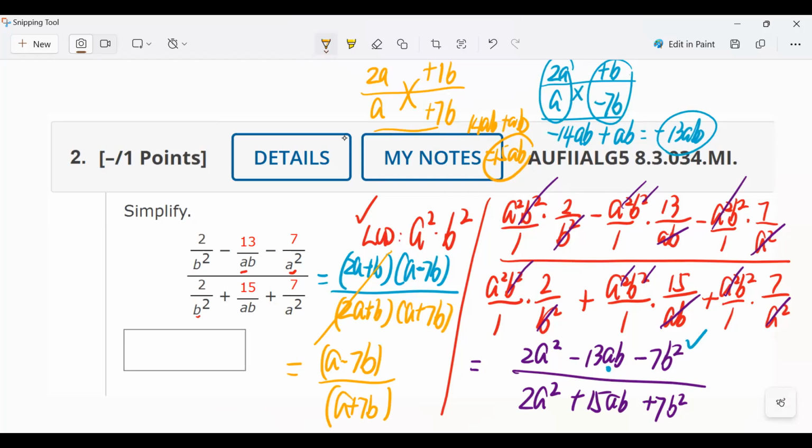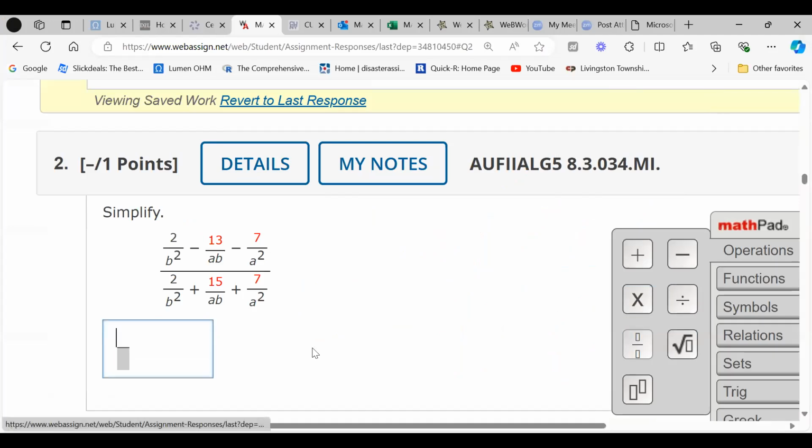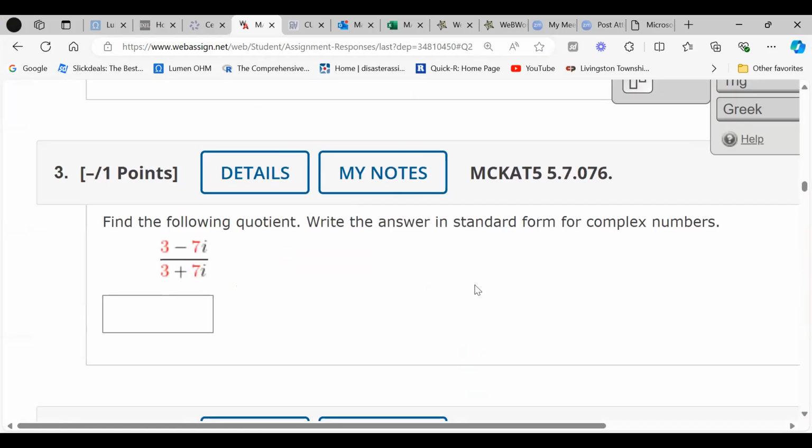Right. Any question about this? No. Very good. So A minus 7B on the top, A plus 7B on the bottom. Great. I'm going to submit at the end, right? And then let's look at the third question here.